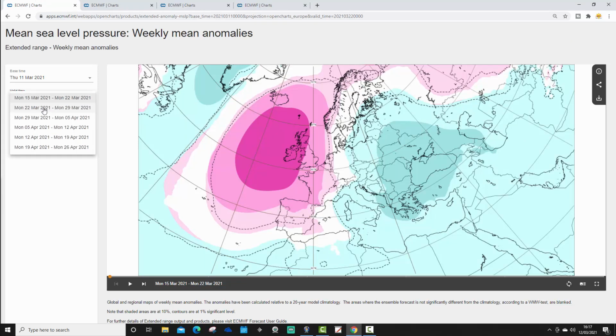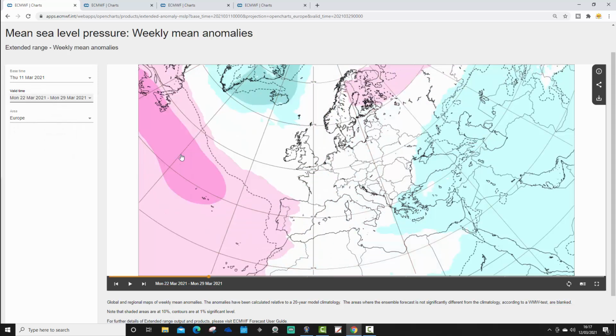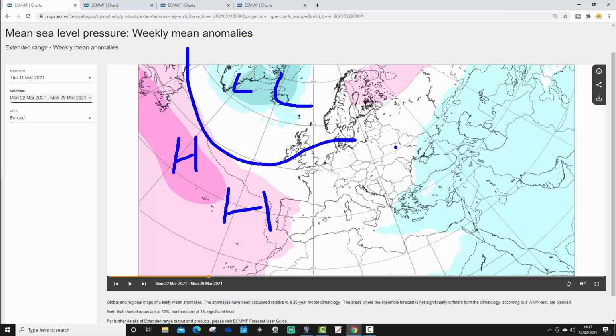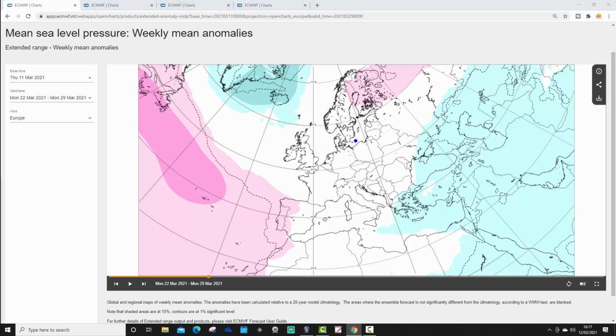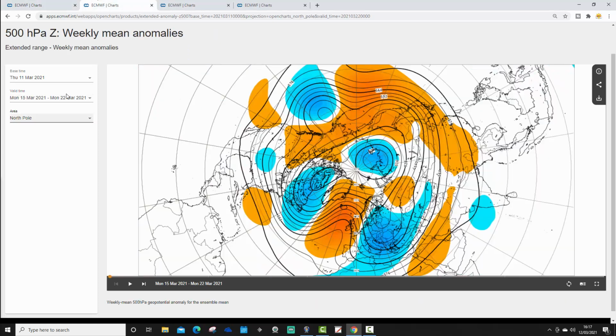Let's have a look at week 2. Takes us from the 22nd to the 29th of March. The high pressure begins to pull out into the middle of the North Atlantic. Low pressure develops around Greenland and Iceland. In comes more of a westerly flow as we go through into the final week of March. So looking a little bit more westerly here and perhaps a little bit more unsettled.